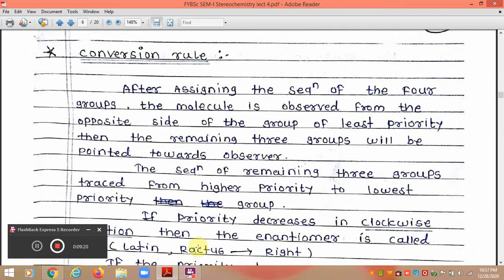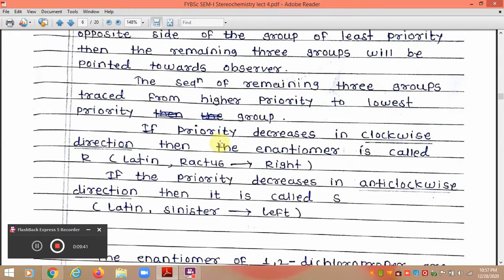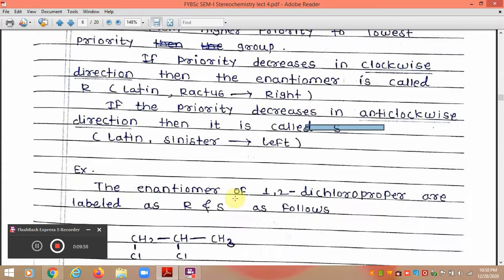Here the conversion rule states that after assigning the sequence to the 4 groups attached to the asymmetric carbon, the molecule is observed from the side opposite to the group having the least priority, and the remaining 3 groups point towards the observer. Then the sequence of the remaining 3 groups is traced from higher priority to lower priority, and if the priority order decreases in a clockwise direction, then the stereoisomer is called the R isomer, having the R configuration, and if the priority order decreases in an anticlockwise direction, then it will be the S configuration. So this is very simple.